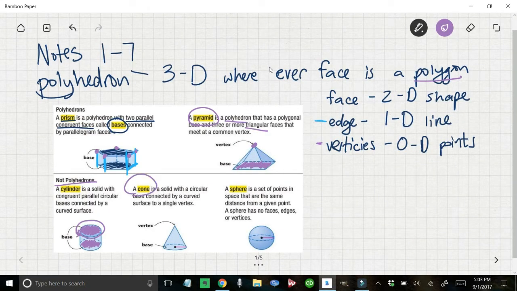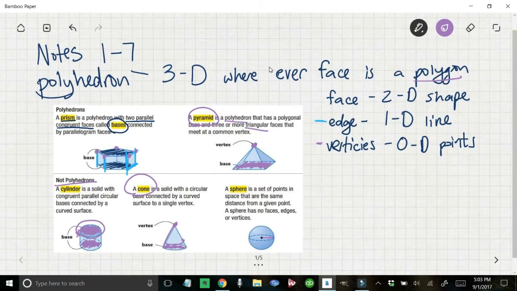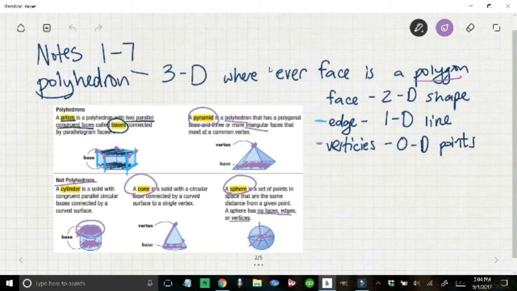A cone has a base that's a circle, and then one singular vertex with this curved surface that would go around it. And lastly, a sphere, you've probably heard this word for years now, has no faces, edges, or vertices. It's just like a ball. It's a set of points that are all equal distance from the singular point. You know, they would all have that same radius.